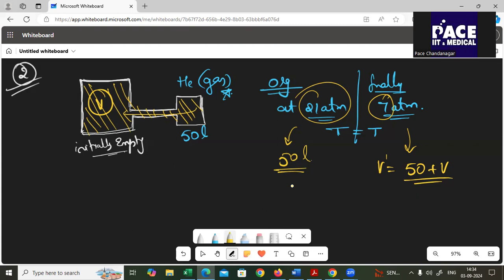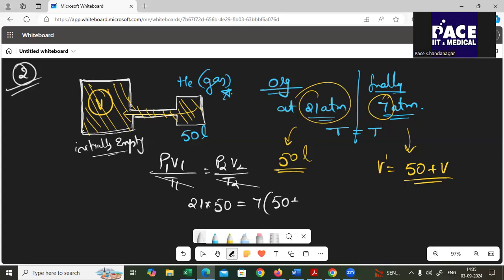Now it is occupying more space, so it decreases the pressure. At constant temperature, we know one formulation here: P1 V1 by T1 equals P2 V2 by T2. Temperature is constant, so I'm cutting this off. So I will substitute: pressure 21 into 50 liters is equal to pressure 2, which is 7 times (50 plus V).